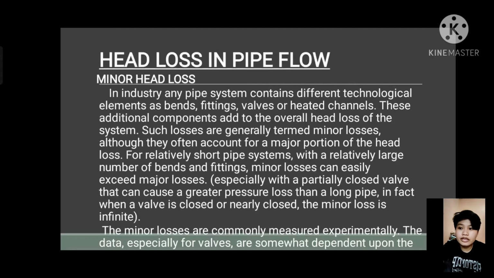So next one is minor head loss. In industry, any pipe system contains different technological elements such as vents, fittings, valves, or heated channels. These additional components add to the overall head loss of the system. Such losses are generally termed minor losses, although they often account for a major portion of the head loss for relatively short pipe systems with a relatively large number of vents and fittings. Minor losses can easily exceed major losses, especially with a partially closed valve that can cause a greater pressure loss than a long pipe. In fact, when a valve is closed or nearly closed, the minor loss is infinite.